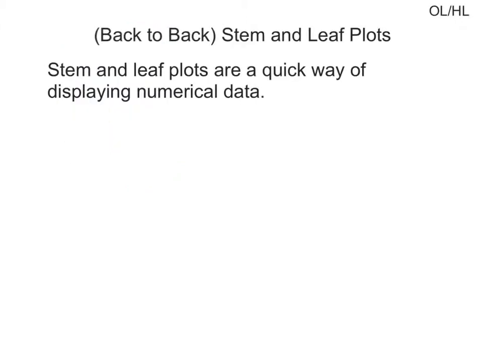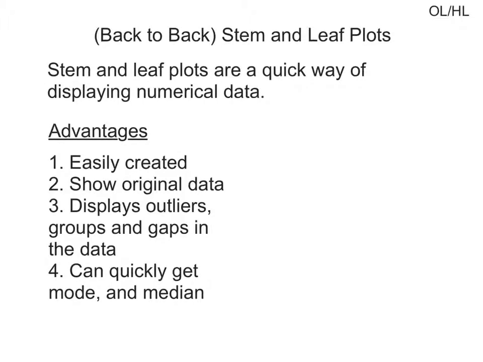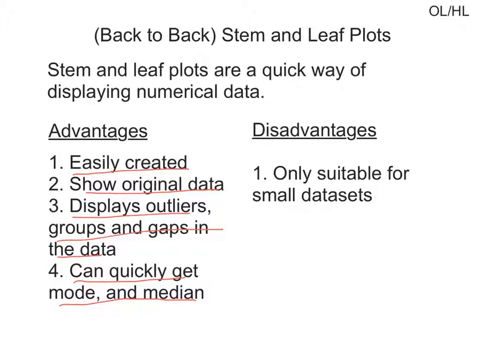Stem and leaf plots are a quick way of displaying numerical data. Stem and leaf diagrams have many advantages. Some of them are that they are easily created, they show original data, they display outliers, groups and gaps in the data, and you can quickly calculate the mode and the median of the dataset. In comparison, the main disadvantage of stem and leaf diagrams is that they are only suitable for small datasets.